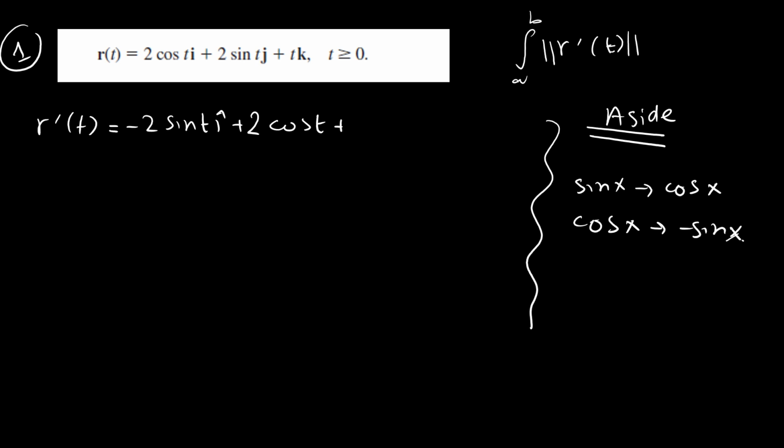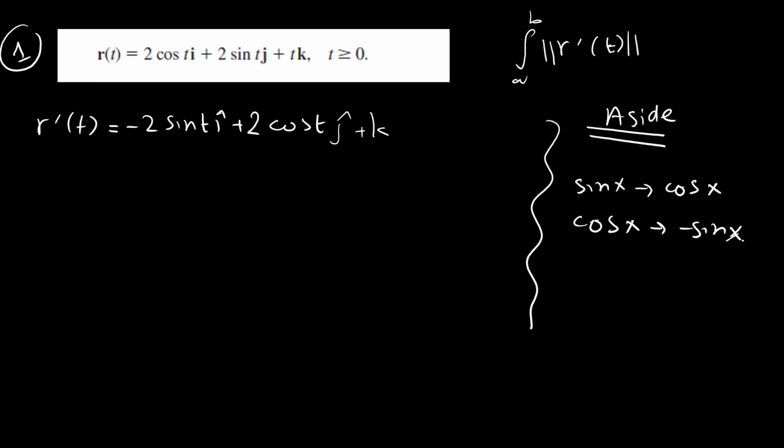And the derivative of now t k, the derivative of t is just 1 because it's a variable and we don't write 1, so I'm just going to write k. Okay, and yeah, here I forgot j. So j plus k.